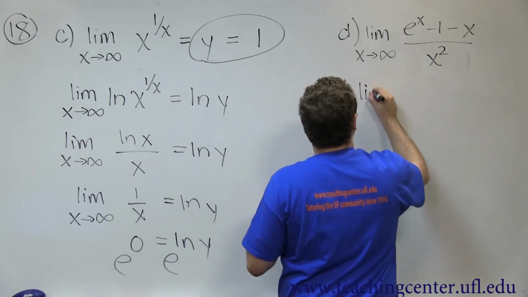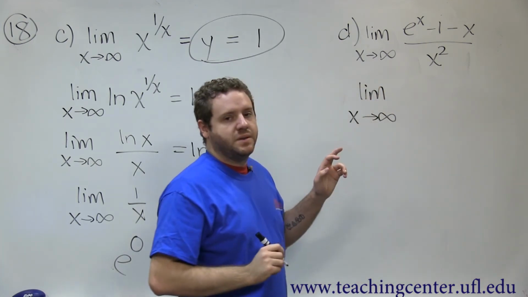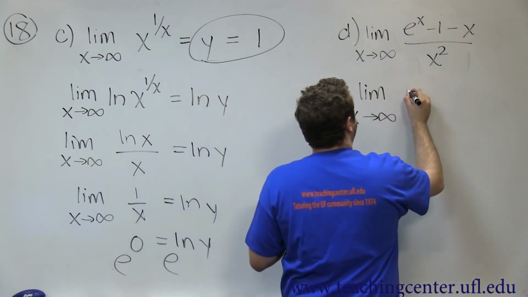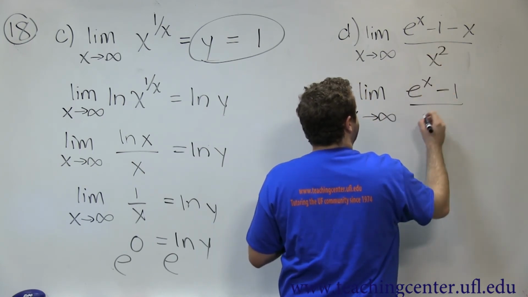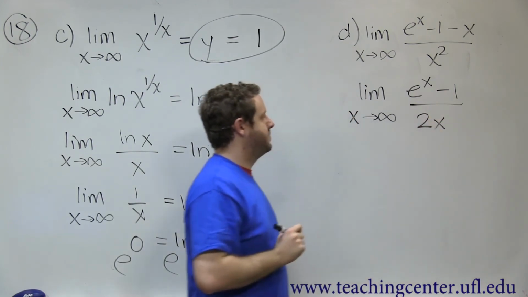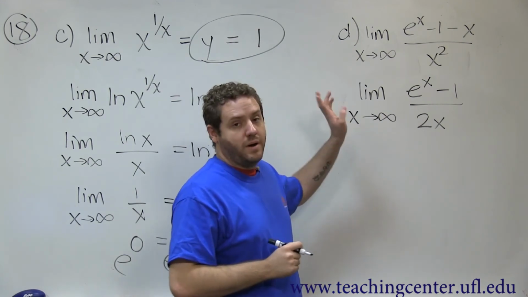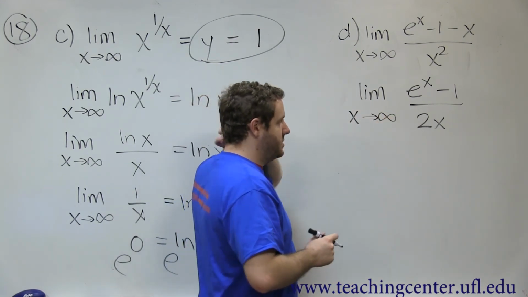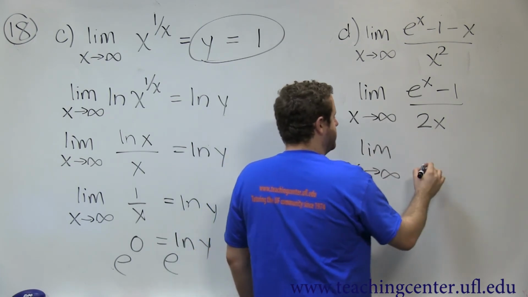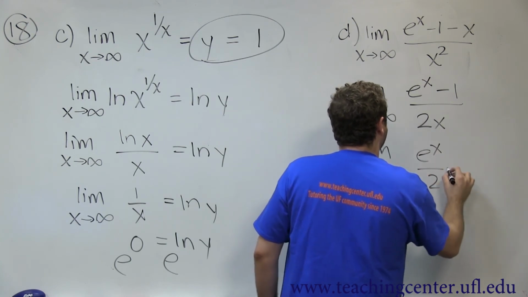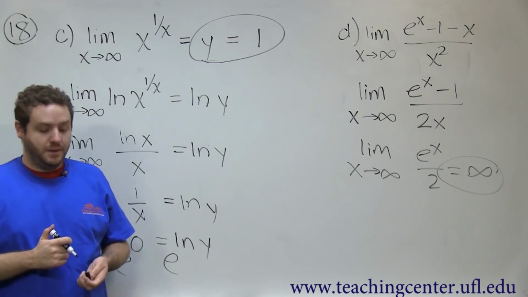So if we do L'Hopital's rule, this limit is equal to the limit of the derivatives of the top and bottom. The derivative of the top is e to the x minus 1. The derivative of the bottom is 2x. And you can see this turns almost into exactly the same problem as part A. So this is still indeterminate. We do L'Hopital's rule again. That limit is equal to the limit of the derivatives, e to the x over 2. And that limit is equal to infinity.